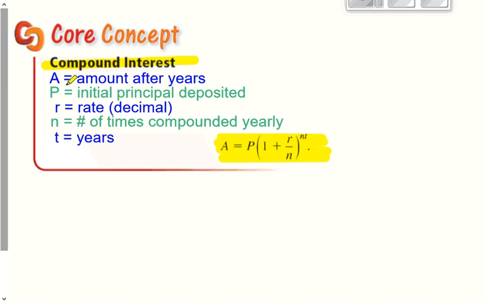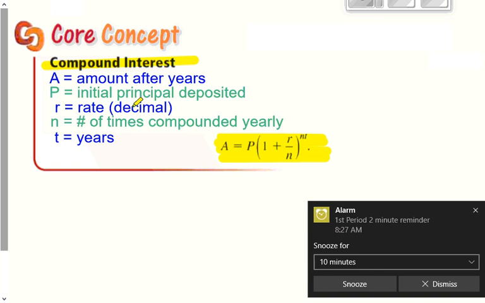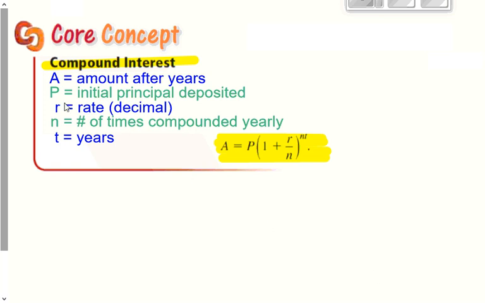Now, compound interest: A is the amount after however many years, P is the initial principal deposited, R is the rate as a decimal, and N is the number of times compounded yearly, T is our years. Our formula is A equals P times 1 plus R divided by N to the NT. Make sure you have that equation handy. You will need it.